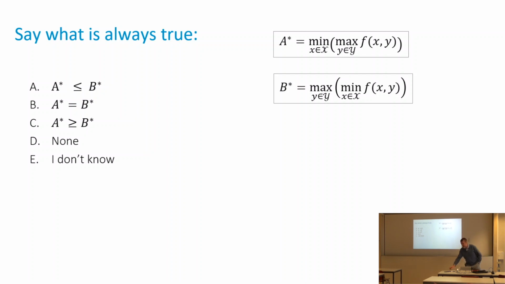More gymnastics about min and max. Here I'm showing two definitions of quantities A and B, A star and B star.